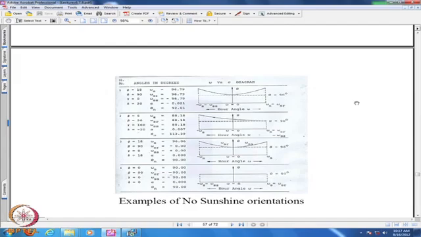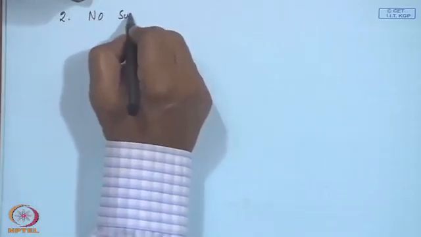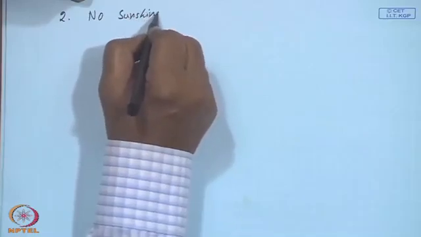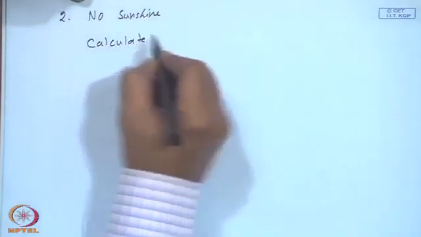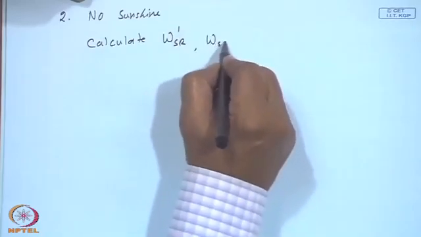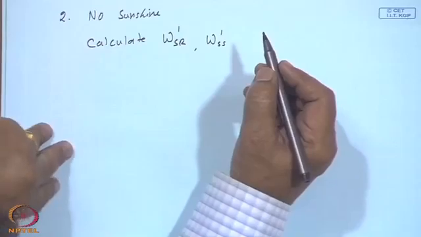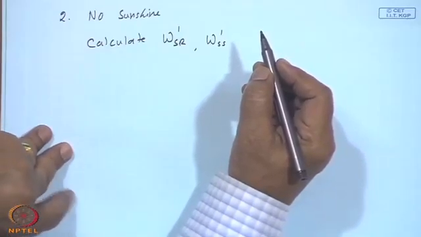And you can see case 2, no sunshine. So, you can calculate whatever we are saying, omega s r dashed and omega s s dashed. These numbers are given after doing this.